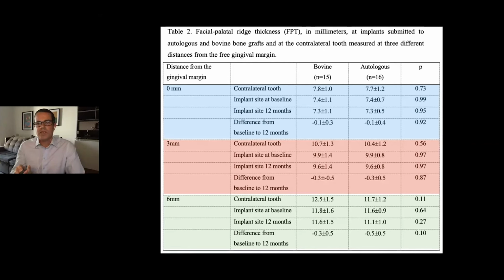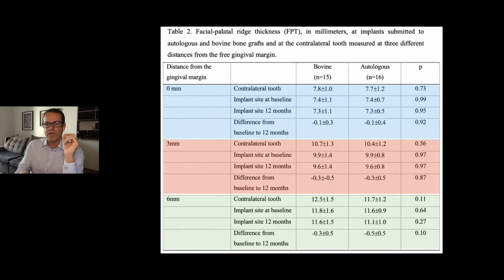And then you can see here the measurements at the contralateral tooth and the implant site at baseline, and then the implant site 12 months later. As we expected, and we see in the literature, the whole ridge thickness at the implant site was always lower than the contralateral tooth, however, in a very small magnitude.